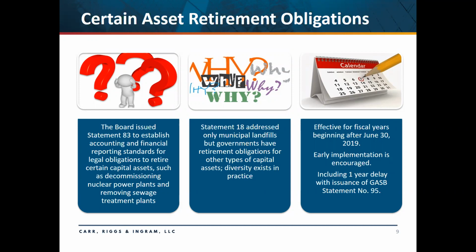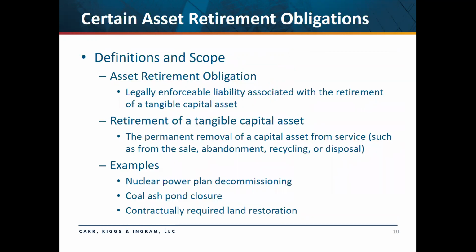And so the only thing that's really not in there is, if you look here on this next one, it talks about what an ARO is. An asset retirement obligation, on the next slide, it will say, is the legally enforceable liability associated with the retirement of a capital asset. So if you're permanently removing an asset from service, through sale, abandonment, recycling, or something like that, there might be some sort of retirement obligation that goes along with it.